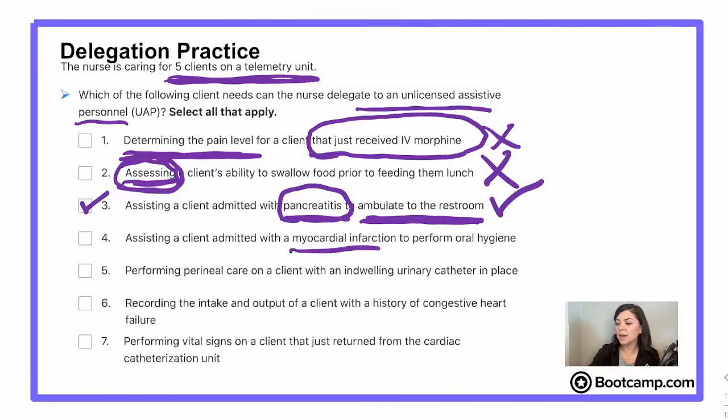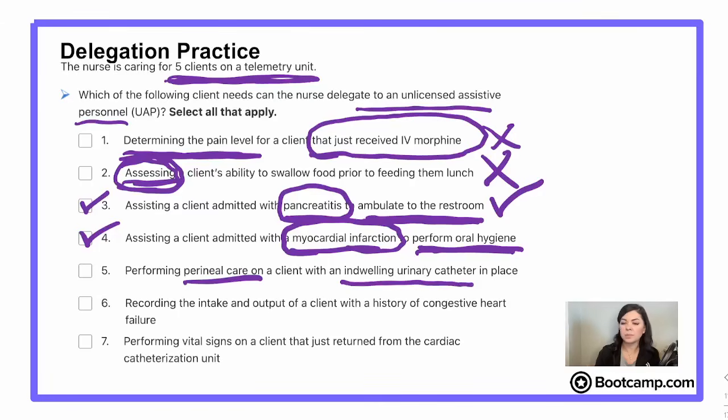So option 4, assisting a client with an MI to perform oral hygiene. What do you guys think? True. Yeah, I love it. Once again, don't overthink and see myocardial infarction because that is an intimidating diagnosis. But all we're doing is performing oral hygiene, and there's nothing to indicate that that client is unstable. So I love it. Option 5, performing pericare on a client with an indwelling urinary catheter.